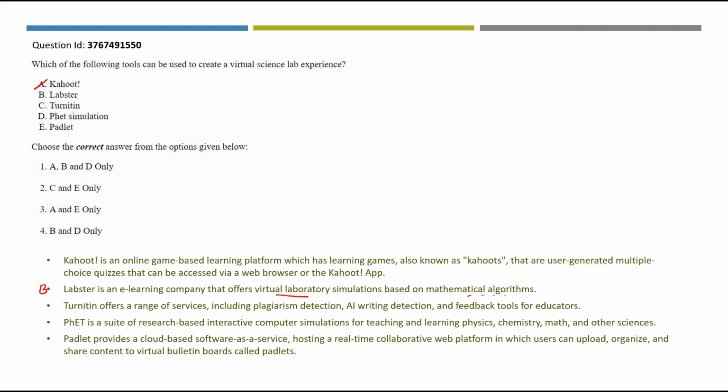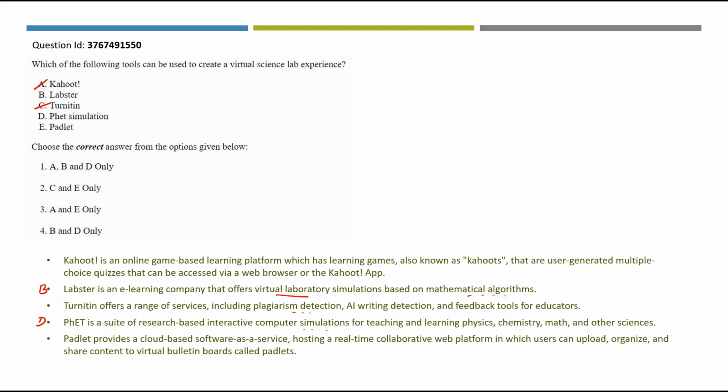Turnitin offers a range of services including plagiarism detection, AI writing detection and feedback tools for educators. In fact, they will pass your research paper or any kind of review paper that you submit to some journals through this software. This will detect how much copy work the author has done. So Turnitin is not about virtual science lab experience. We will rule out C also. What about PhET simulation? This is a suite of research-based interactive computer simulations for teaching and learning physics, chemistry, maths and other sciences. So we are including option D in the answer.